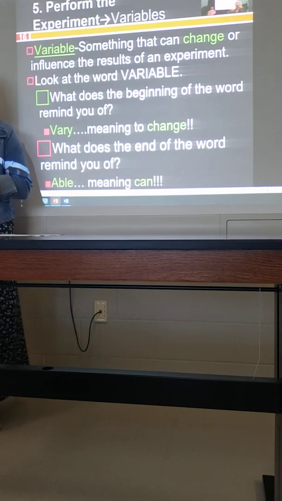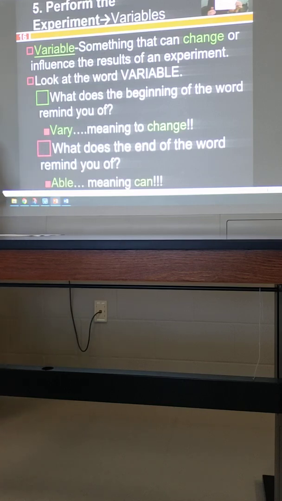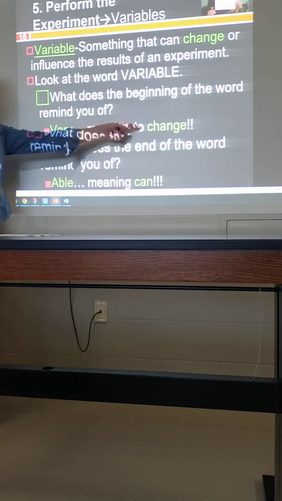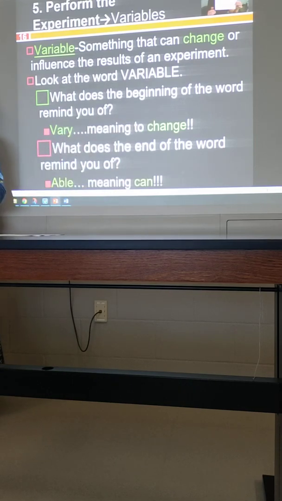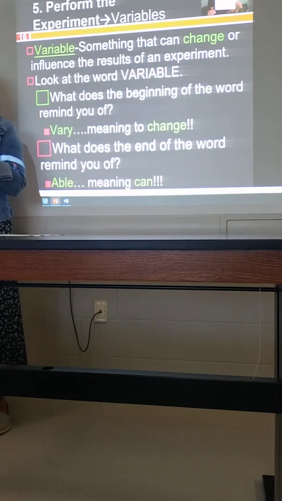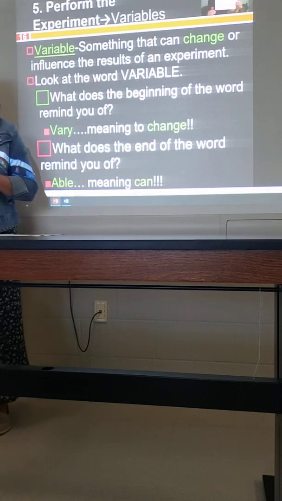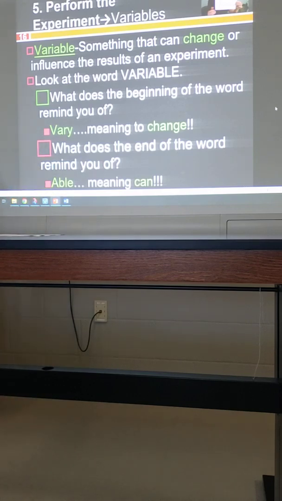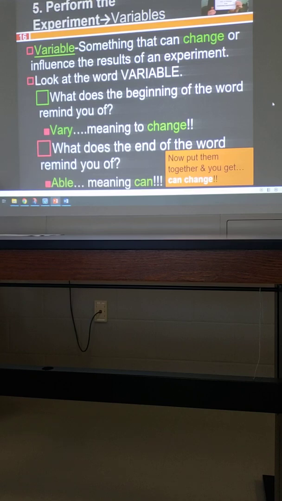So if you put those together, a variable is something that can change. And that's exactly what it means in terms of an experiment. Even in math, right, that variable, that unknown, it's that letter that you use to represent for that unknown number that you're trying to solve for. Okay, so if you put them together, now you get can change, something that can change.